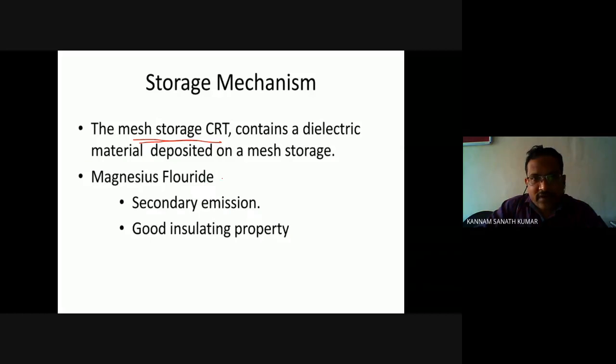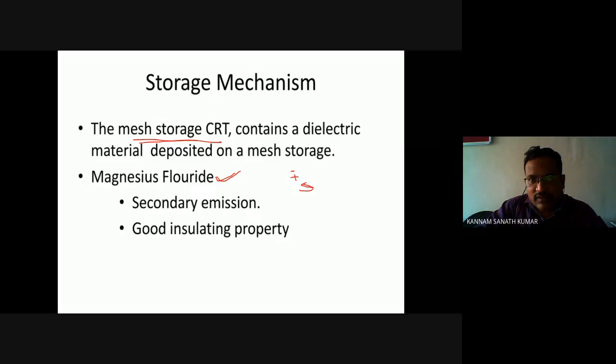There are two properties of magnesium fluoride. One property is secondary emission. That means when you emit electrons onto the magnesium fluoride, the electrons collide, and the magnesium fluoride will produce secondary electrons. So the primary electrons collide with the magnesium fluoride, and it produces secondary electrons, and the secondary electrons are produced by a positive.